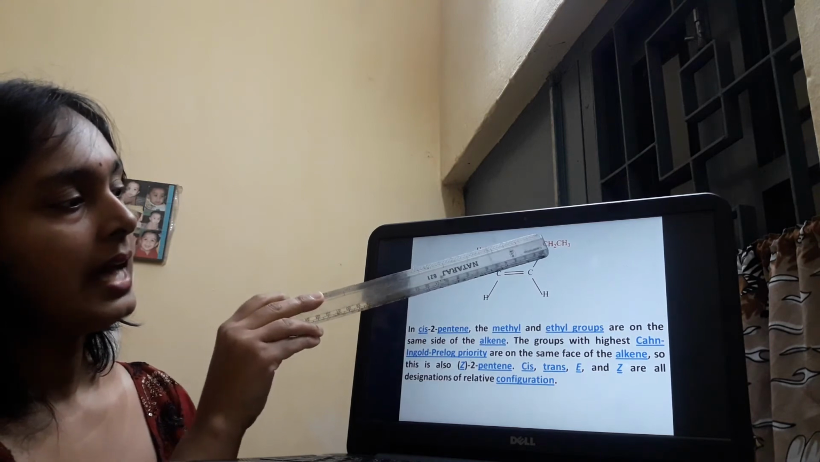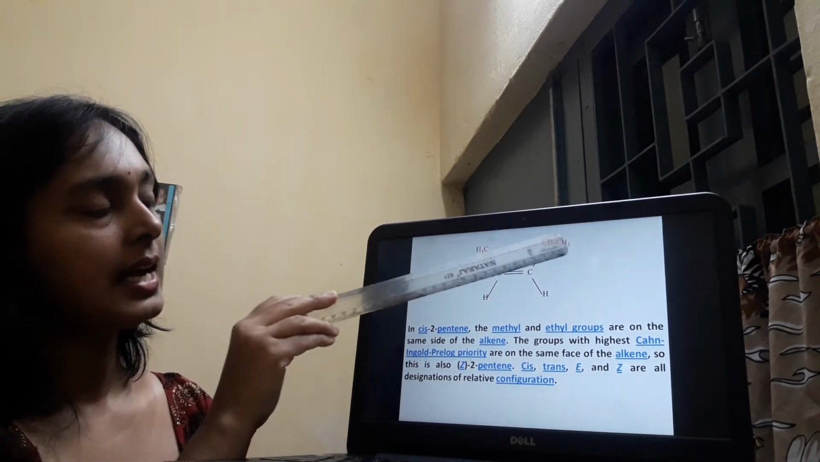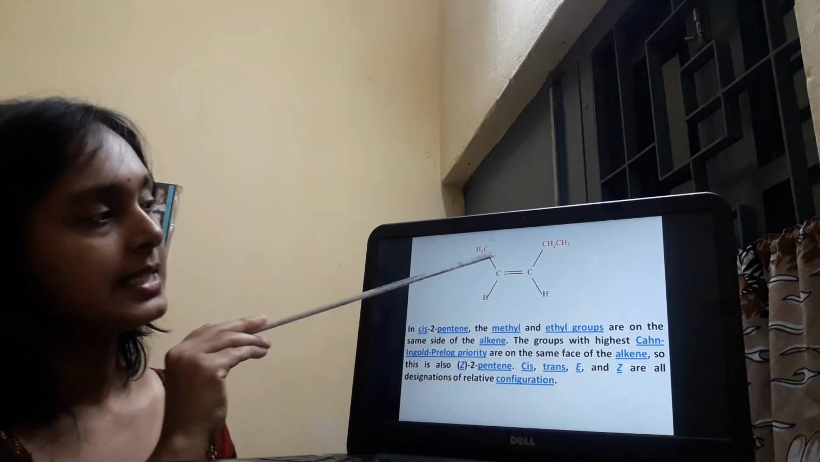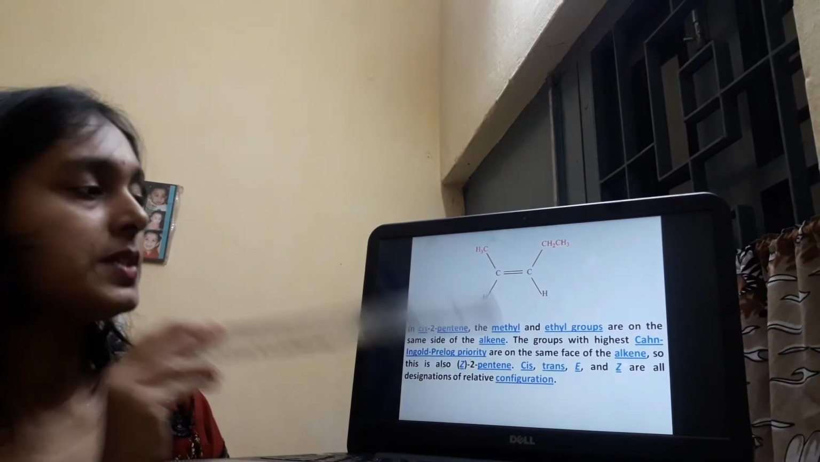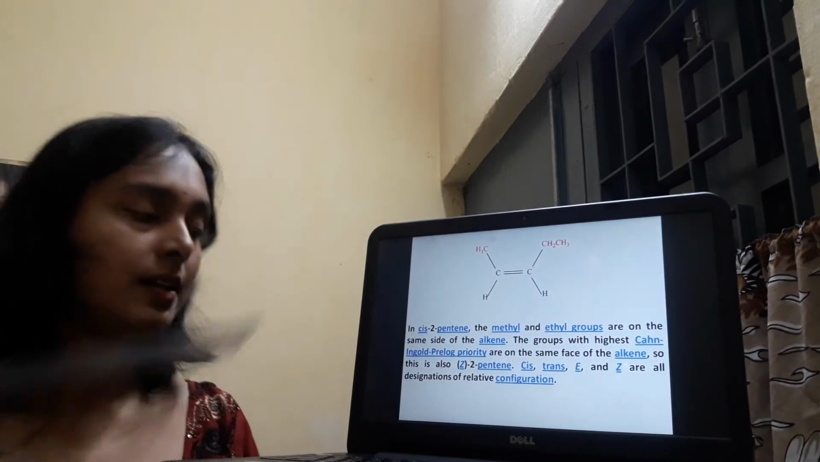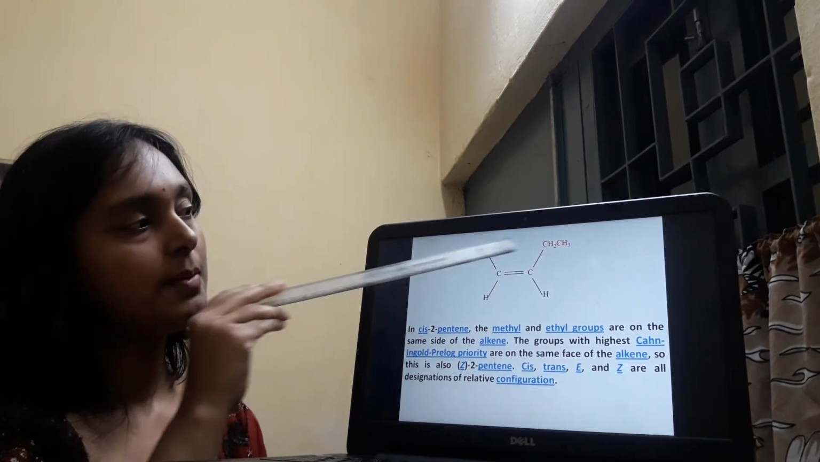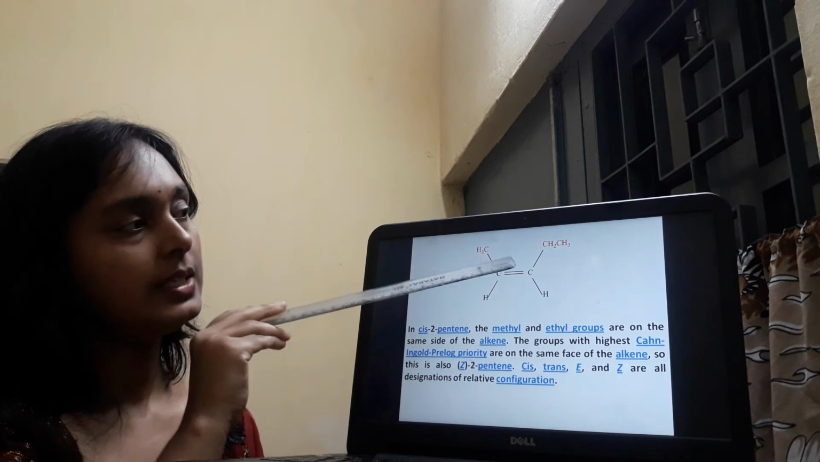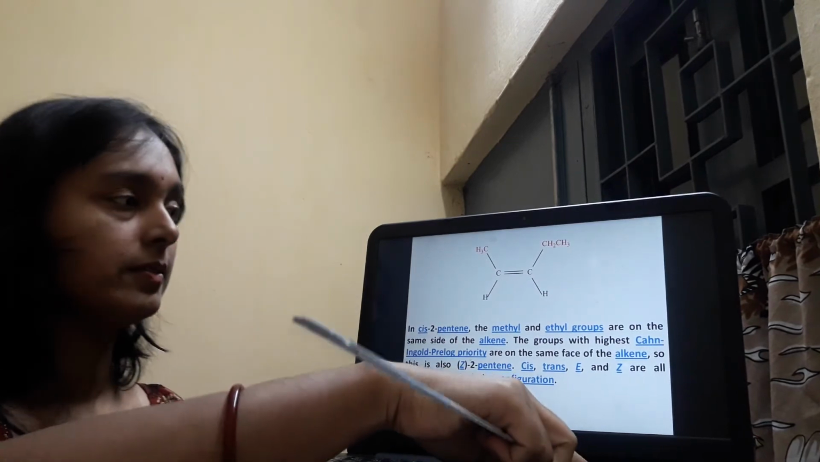Same in cis-2-pentene, the methyl and ethyl groups are on the same side of the double bond, and the groups with highest priority according to the CIP rule are on the same side of the double bond. So this is also Z-2-pentene. So cis, trans, E and Z are all designations of relative configuration. So these are in a relationship, together on the same side. So this is cis and it is a relative configuration.